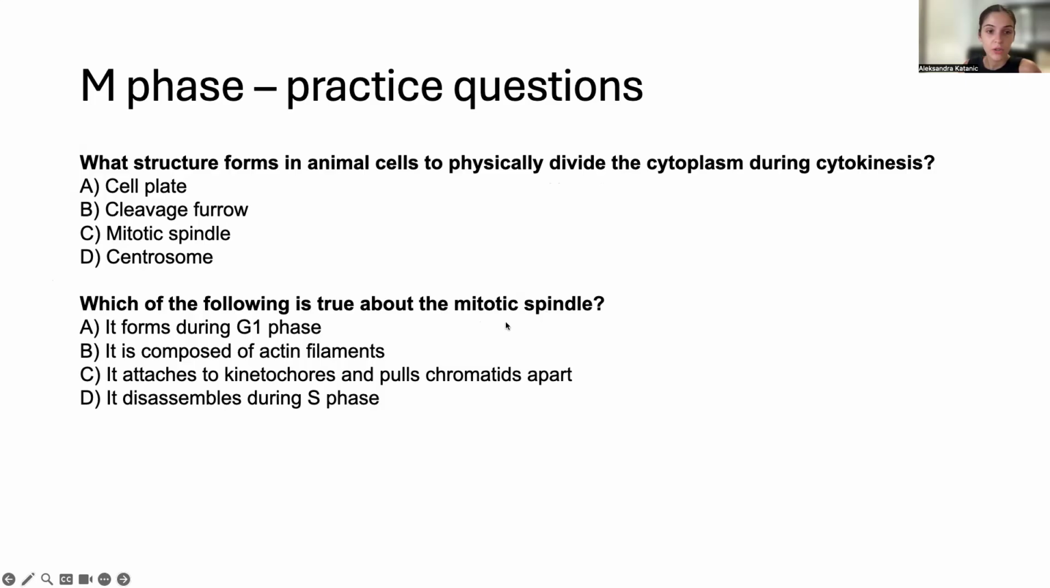Which of the following is true about the mitotic spindle? It forms during G1 phase, it's composed of actin filaments, it attaches to kinetochores and pulls chromatids apart, it disassembles during S phase. I believe we mentioned that the answer is C. It attaches to kinetochores and pulls the chromatids apart. That's a very key part of mitosis.